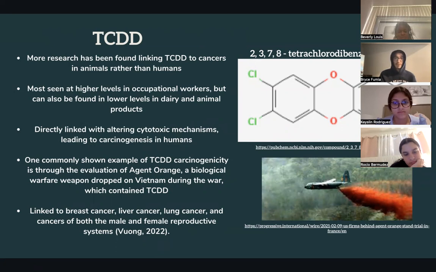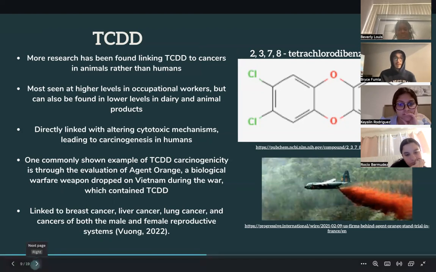One commonly shown example known throughout history of the use of TCDD is through the evaluation of Agent Orange, which is a biological warfare weapon that was used during the Vietnam War. This contained TCDD. The dropping of Agent Orange is directly linked to breast cancer, liver cancer, lung cancer, and cancers of both the male and female reproductive systems when looking at the victims.